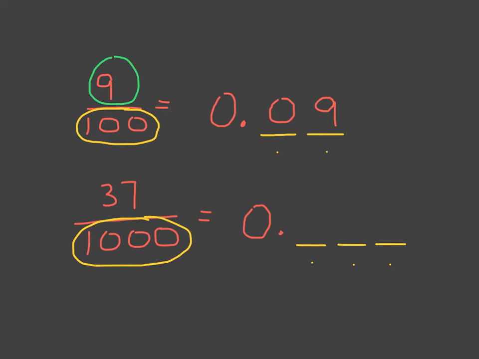We look at our numerator, 37. In this example, 37 has 2 digits, but there are 3 places to the right of the decimal. Therefore, we need to fill the first place with a 0. Then we can write the 37. 37 thousandths is equal to 0.037.